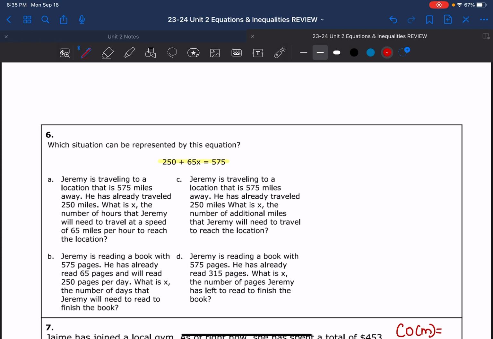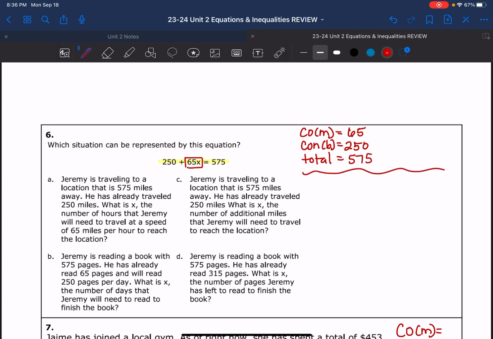So what I like to do is I like to write my co, my con, my, what is it called? Total, okay? And here, I'm going to take a look at this. I know that this right here is my coefficient. So my coefficient is 65, okay? My con is 250 because that is what's being added, and my total is 575.